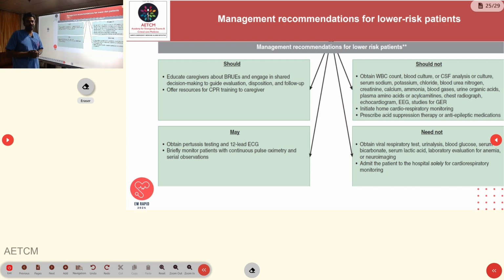The things that we should not do include obtaining total WBC count, CSF and urine cultures, then ECGs, then EEGs, other blood gas analysis, and also prescribing acid suppression therapy and anti-epileptic medications.